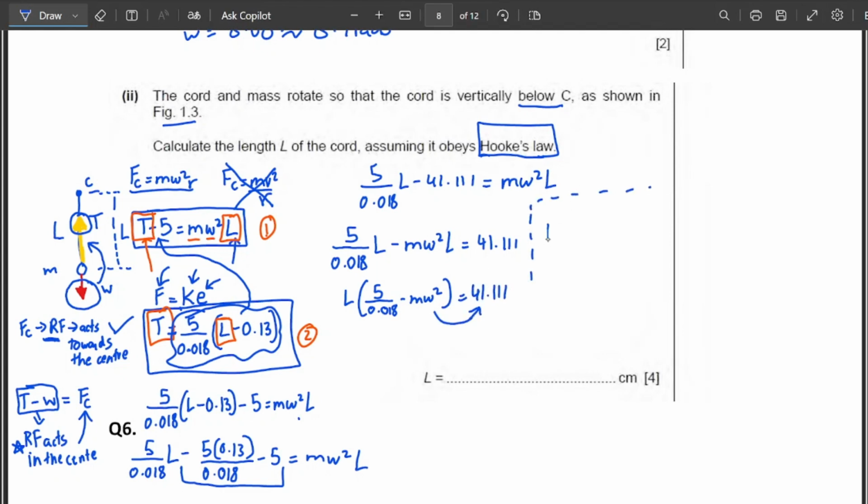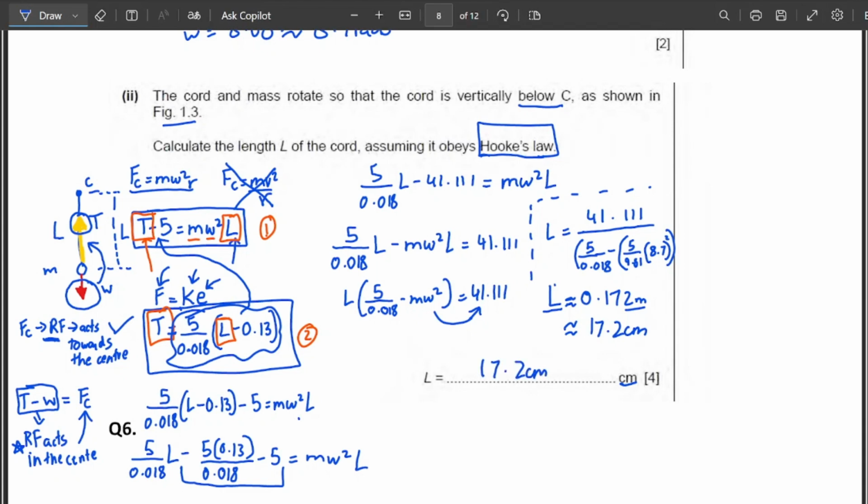So this is basically going to be L equals 41.111 divided by 5 over 0.018 minus the mass, which is equal to 5 over 9.81, the weight divided by the gravitational acceleration, times the omega squared, 8.7 rads squared. And you put this entire thing in your calculator to be equal to 0.172, right? I rounded this off, and it's going to be in meters because I converted all of my units to meters when I was initially about to solve this problem, so I'm going to get the answer L in meters as well. But they want the answer in centimeters, so this, I believe, is just going to be 17.2 centimeters. I just write that original length, 17.2 centimeters over here.